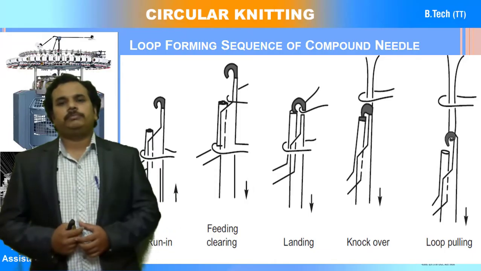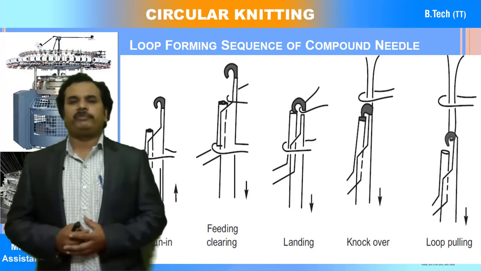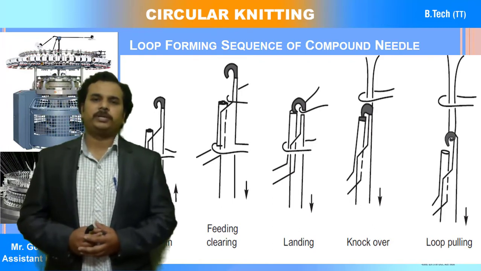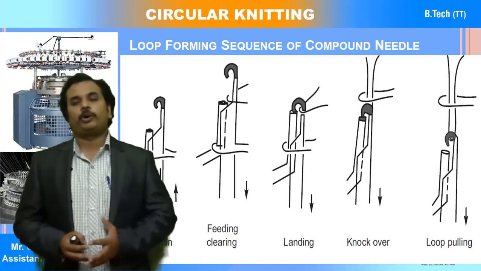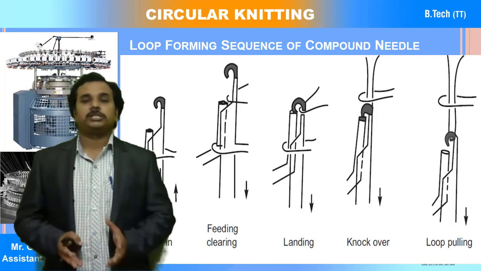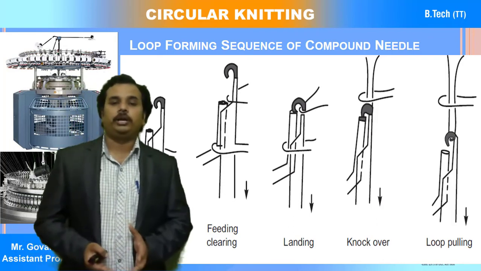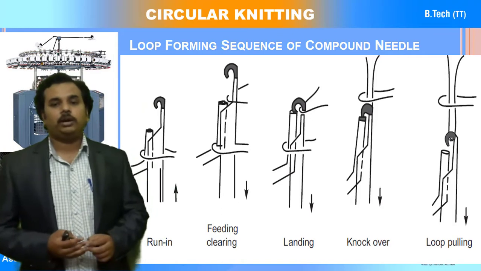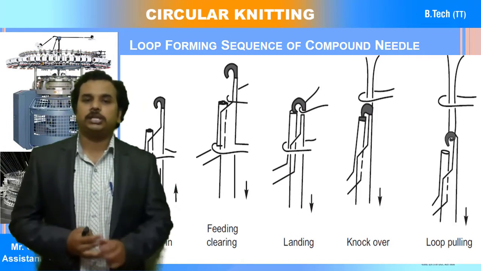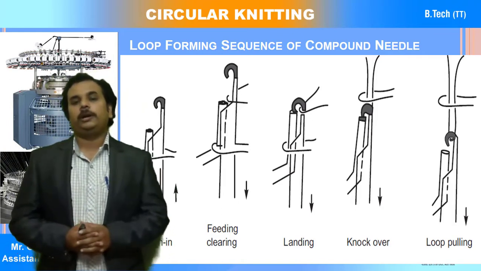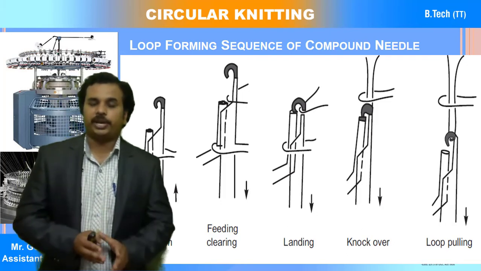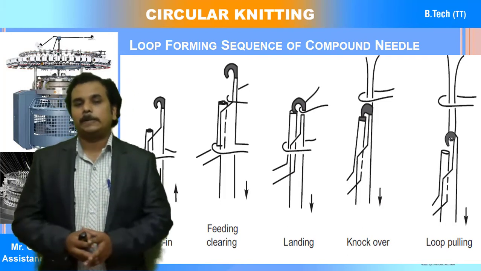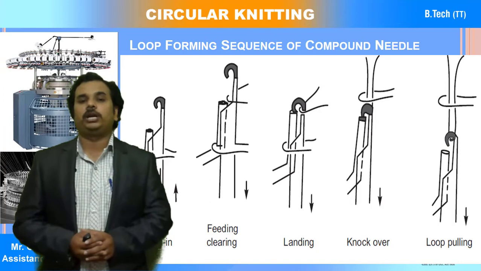Now the third type of needle, that is the loop formation sequence of a compound needle. So here again you can observe the first step. There are 5 steps in the loop formation sequence of a compound needle.